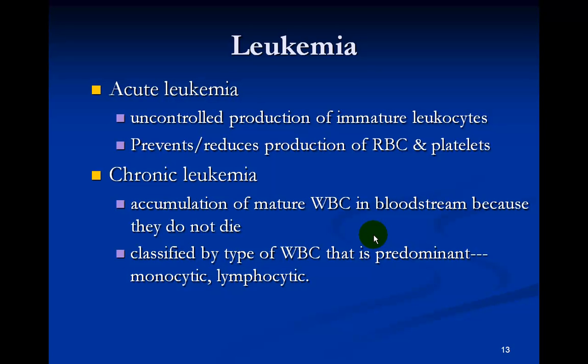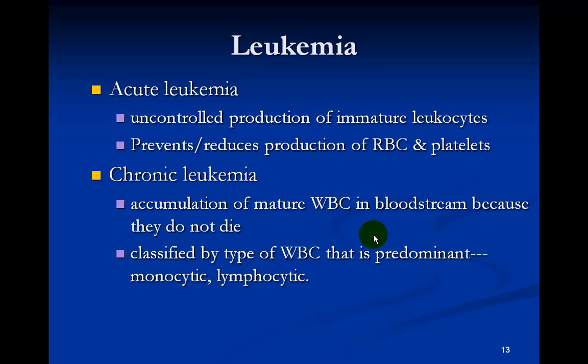Leukemia. There are two kinds of leukemia that we look at. Acute leukemia, which is the uncontrolled production of immature leukocytes. And this prevents or reduces the production of red blood cells and platelets in the bone marrow. Chronic leukemia is an accumulation of mature white blood cells in the bloodstream. And this is because, for reasons that are not yet fully understood, the white blood cells just don't die.